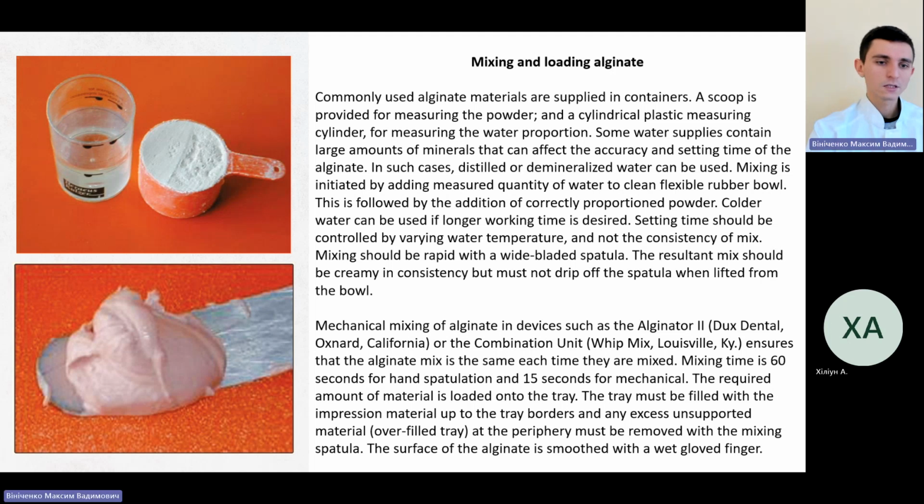Mechanical mixing with alginating devices such as the Alginator II or the combination unit ensures that the alginate mix is the same each time it is mixed. Mixing time is 60 seconds for hand spatulation and 15 seconds for mechanical. The required amount of material is loaded onto the tray. The tray must be filled with the impression material up to the tray borders, and any excess unsupported material overfilling the tray at the periphery must be removed with the mixing spatula. The surface of the alginate is smoothed with a wet, gloved finger.